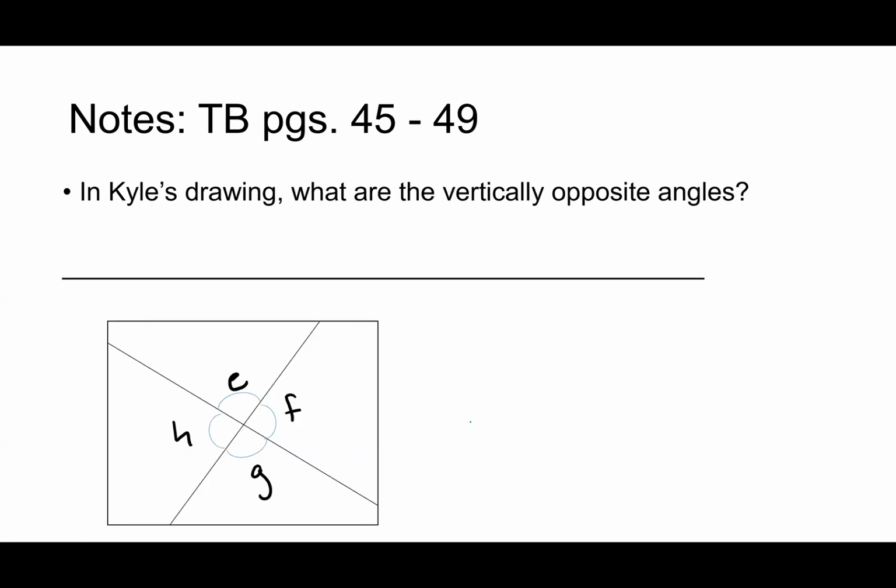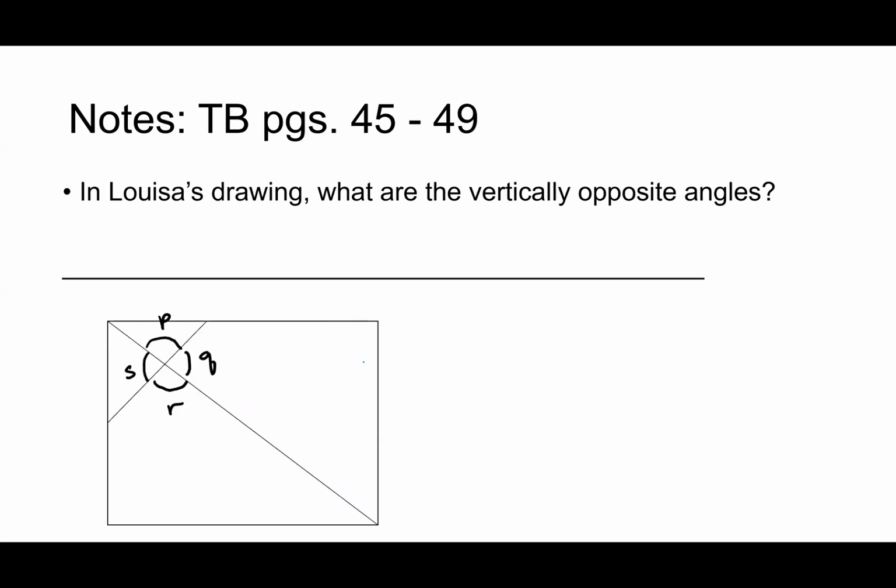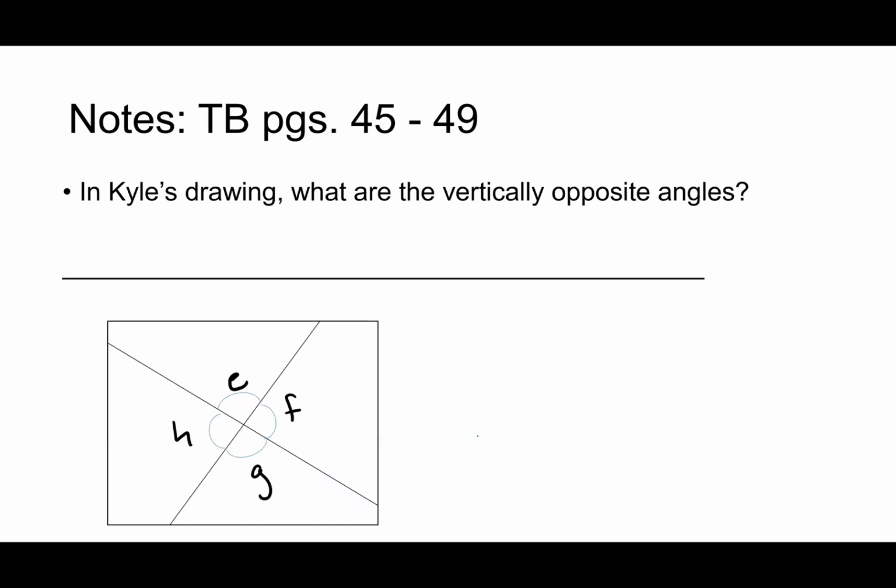Oh, this is Kyle's drawing now. Let's name two pairs of vertically opposite angles. What's one pair of vertically opposite angles? Annie? Okay, and then what's the other? H and F? Kendall? Angle E and G. Good. Whoops, I guess I don't have those animated. So angle E and angle G and angle H and angle F. Good. You guys have that?